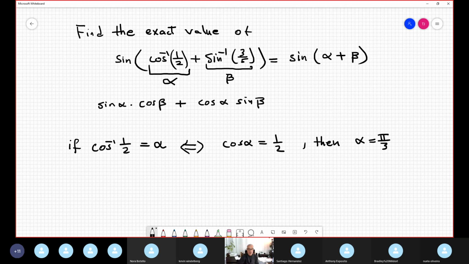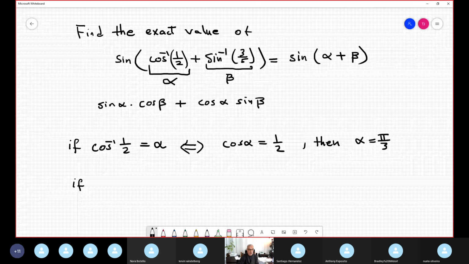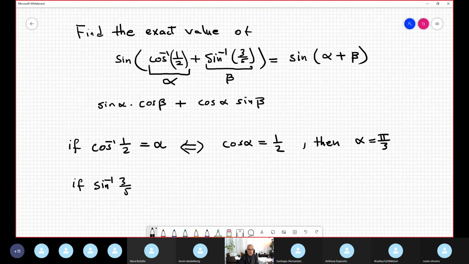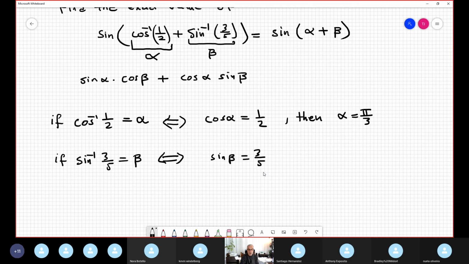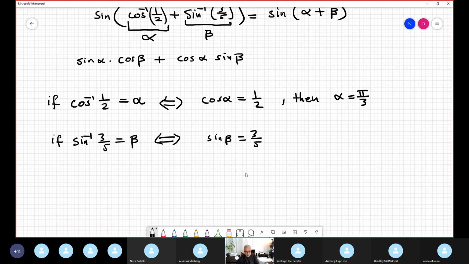Yeah. Another hand. Yes. If sine inverse of 3/5 I call beta, this is equivalent to say that sine beta is 3/5. But 3/5, I don't see in the table. So when you don't see something in the table, that means that this is not a fundamental angle, and to compute another trigonometric function, we need to do the famous triangle, no?